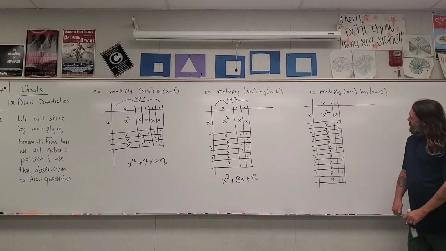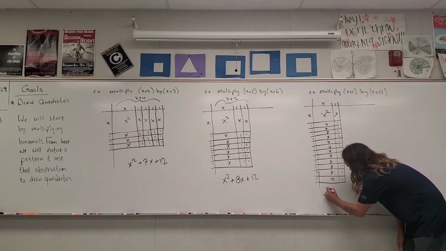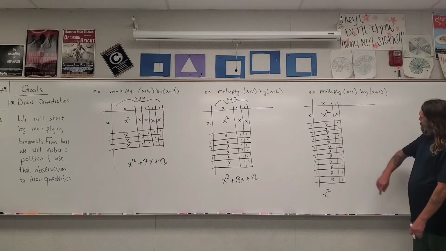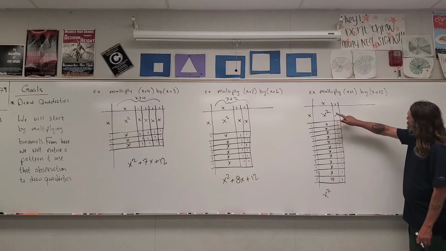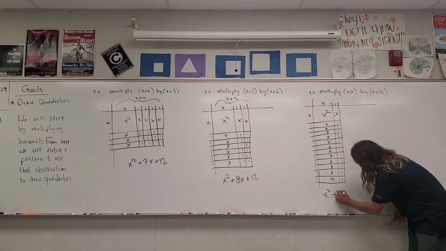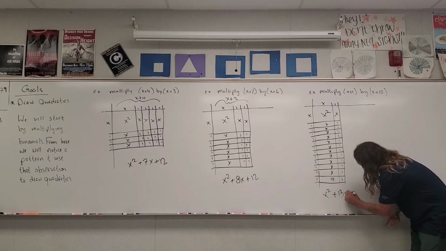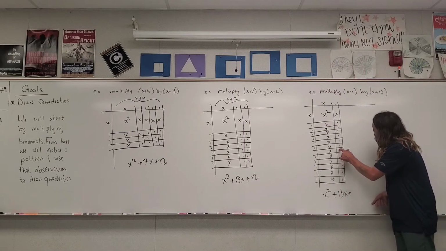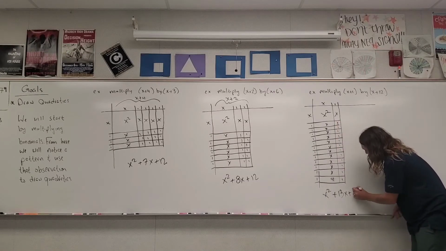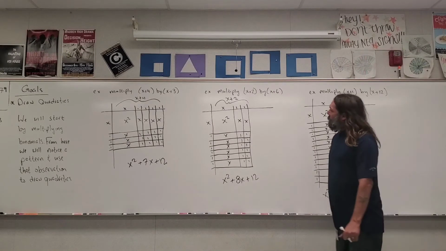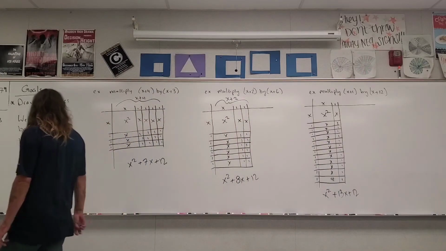So I got 1 x squared. I have 13 x's. And I have 12 ones. Okay, so I multiplied all these binomials.